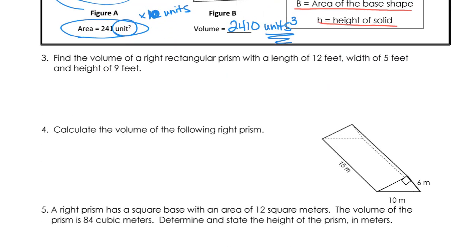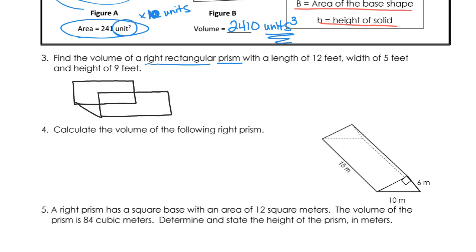In number 3, it talks about finding the volume of a rectangular prism. A rectangular prism is a box, so we're going to go ahead and draw a box. We're going to draw a rectangle, draw the same rectangle, and then connect the corresponding vertices. And there is our rectangular prism.